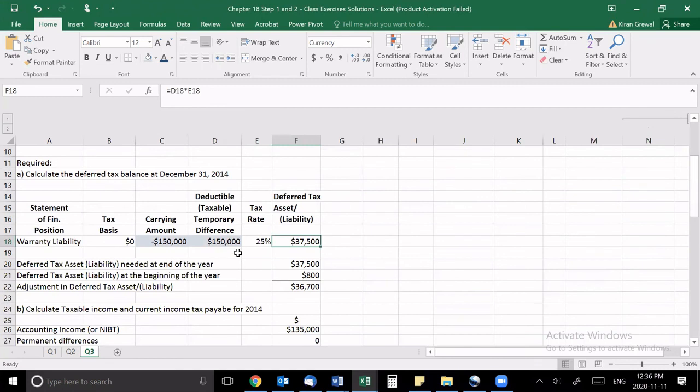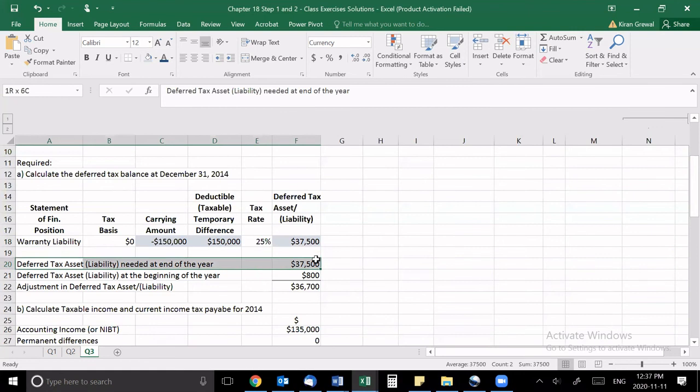If you multiply 150 by the tax rate, you get 37,500. We don't have any other temporary differences to put in our schedule, so the deferred tax liability we need at the end of the year is 37,500. So that's what the balance should be at the end of the year. We need to compare this to what the balance is currently, or at the beginning of the year.